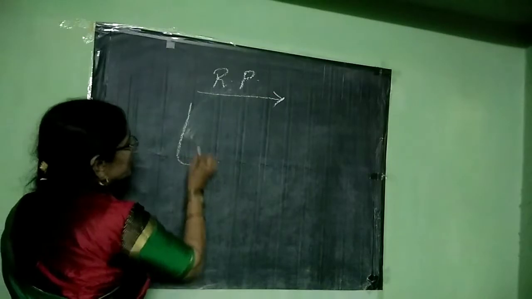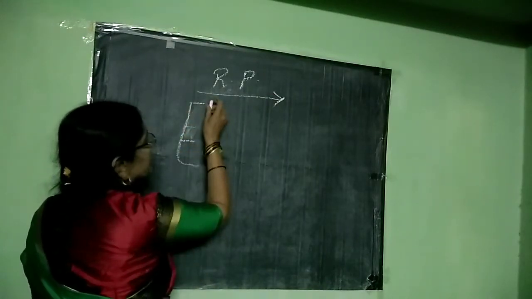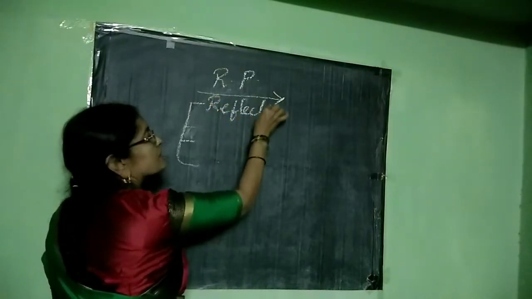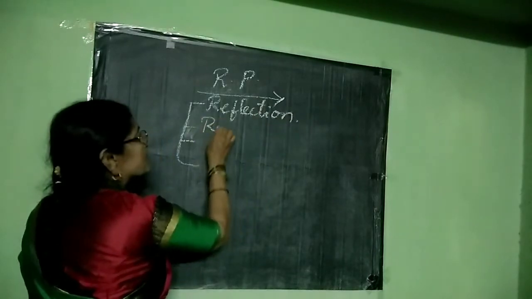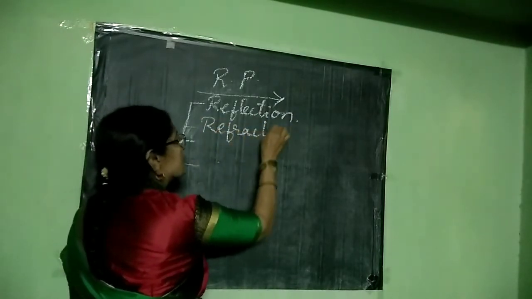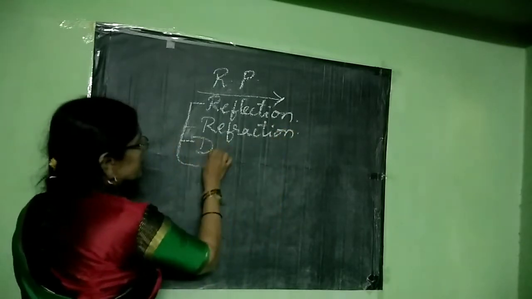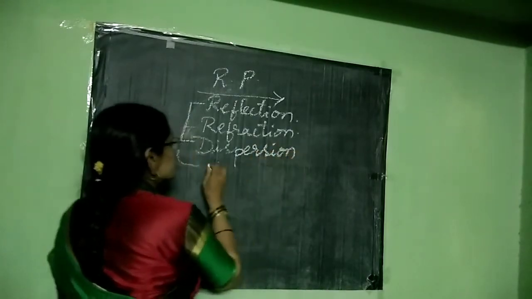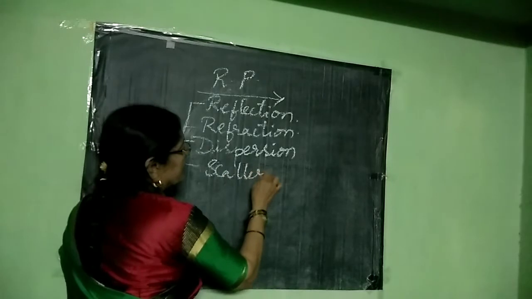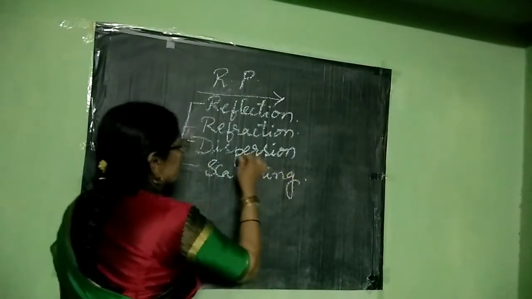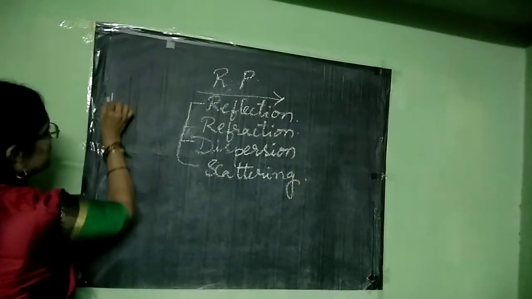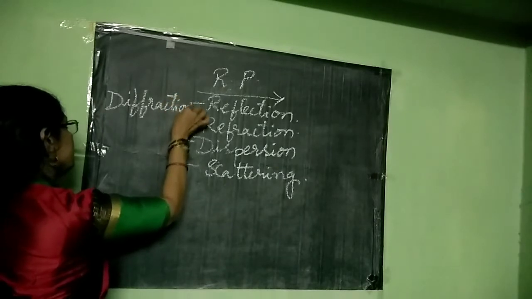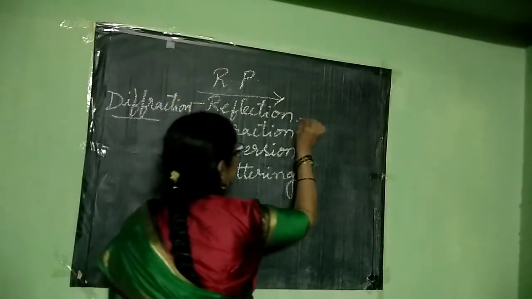Based on that, there are five phenomena. One is reflection. The second one is refraction. Next, dispersion. Next is scattering. In detail we will be learning this. Now, in between, one term I mentioned, that is diffraction. Now what is meant by diffraction? We will be seeing. Now what is reflection?